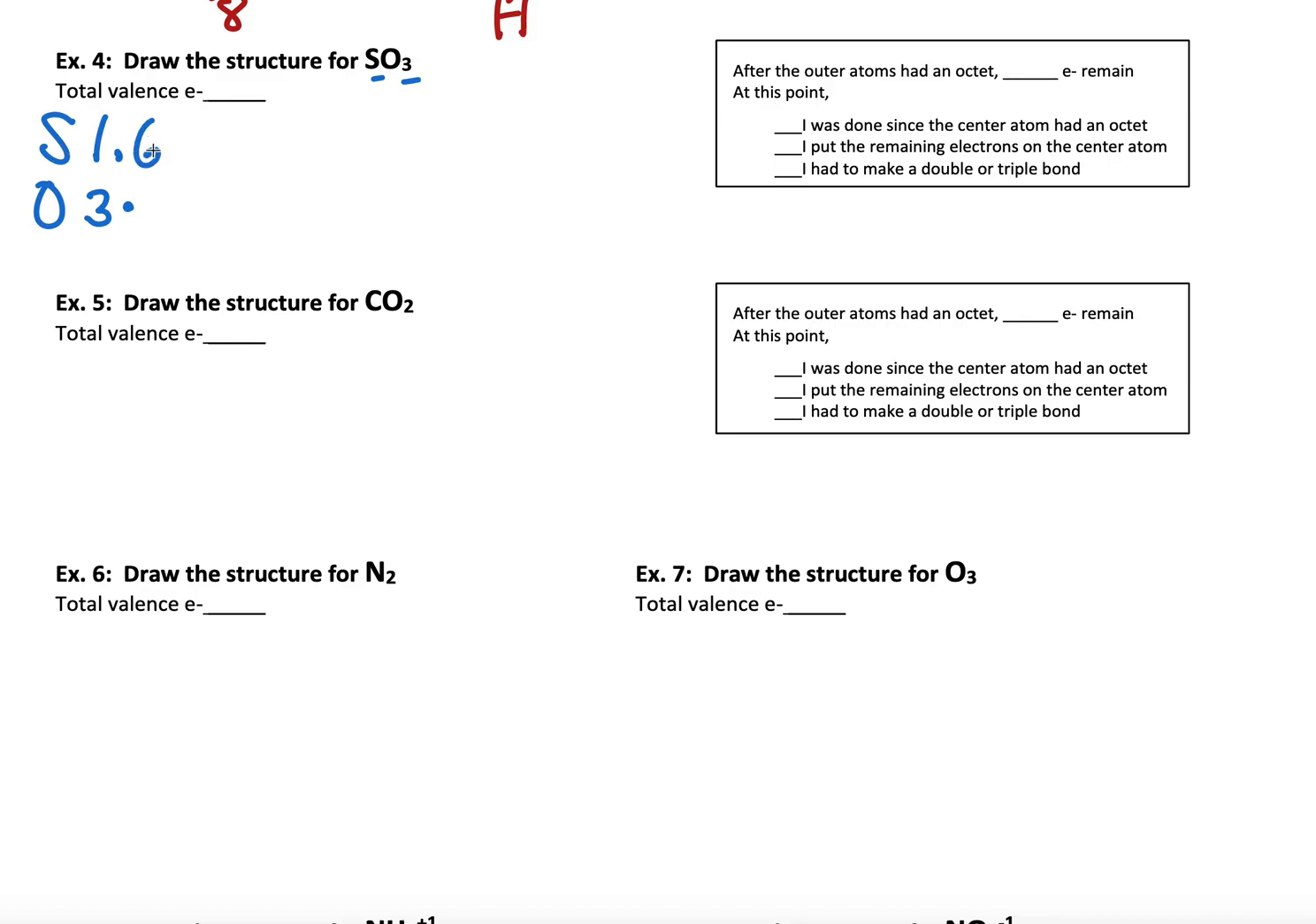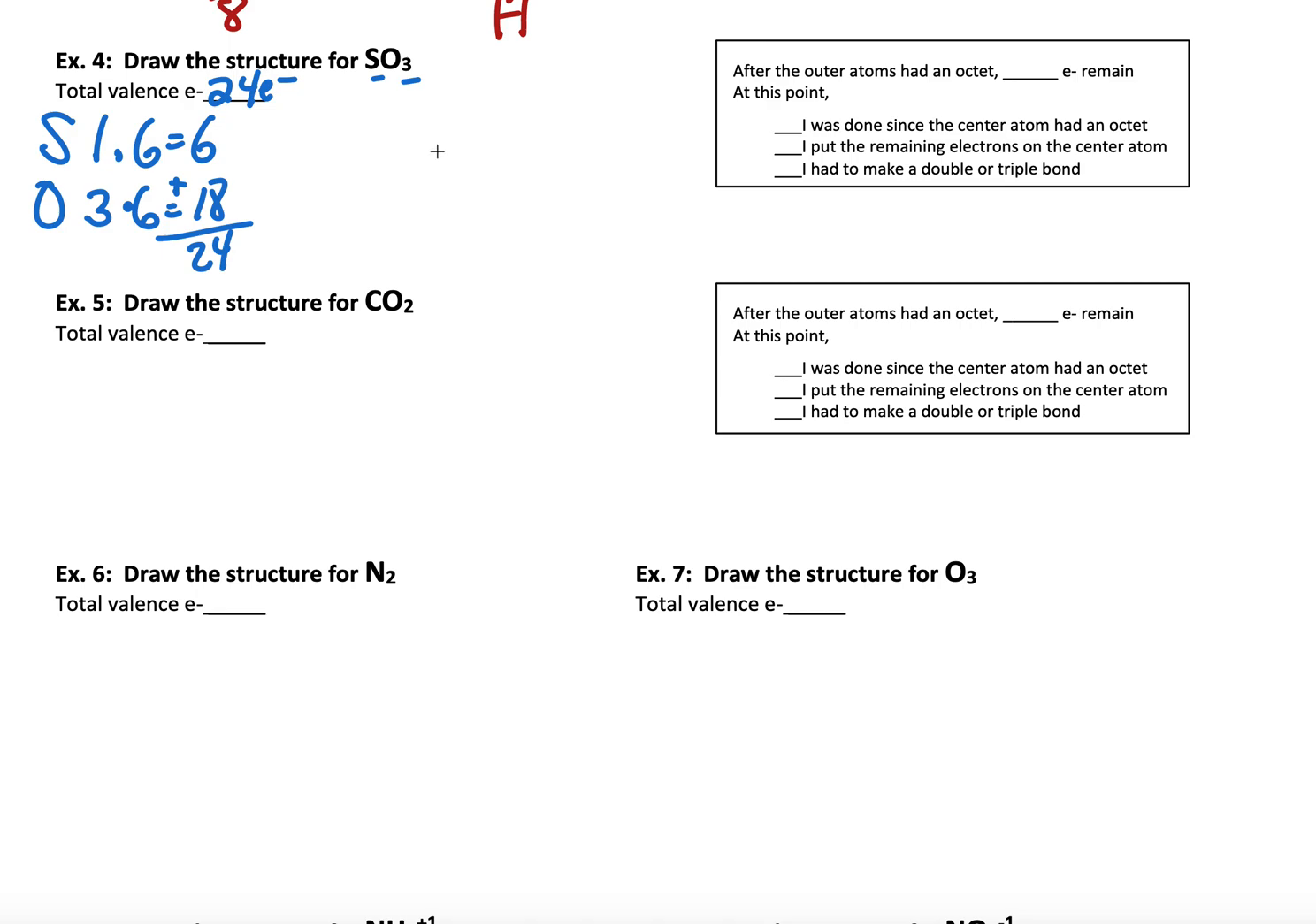So sulfur has 6, 1 times 6 is 6. Oxygen also has 6, 3 times 6 is 18. So 6 and 18, add them up, and you get 24. So there's 24 electrons that these guys are all going to use.